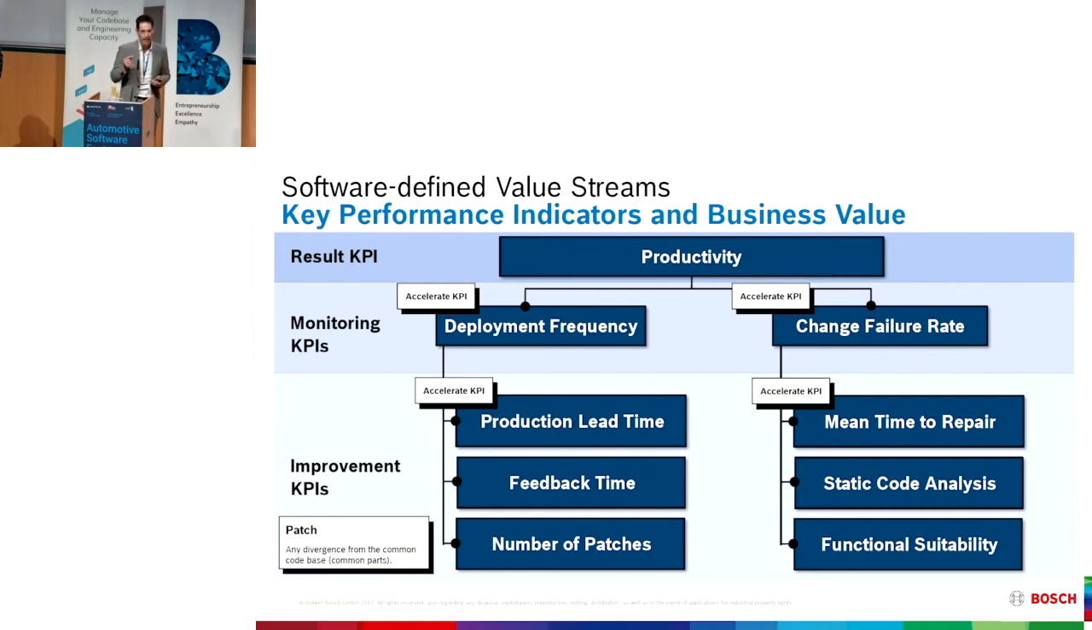That are KPIs, they are important for the teams. So maybe they do not know how to change the monitoring KPIs, but what they can do, they can improve their improvement KPIs, which are on the levels of the teams. And this is production lead time, this is feedback time, this is number of patches. This can take every developer in his own end and improve. On the other side, on the quality side, we do have the mean time to repair. This is important for every developer. Static code analysis, which just has to be done, and functional suitability. In our cases, this is, for example, object losses, yeah, as a technical KPI to optimize algorithms in perception.